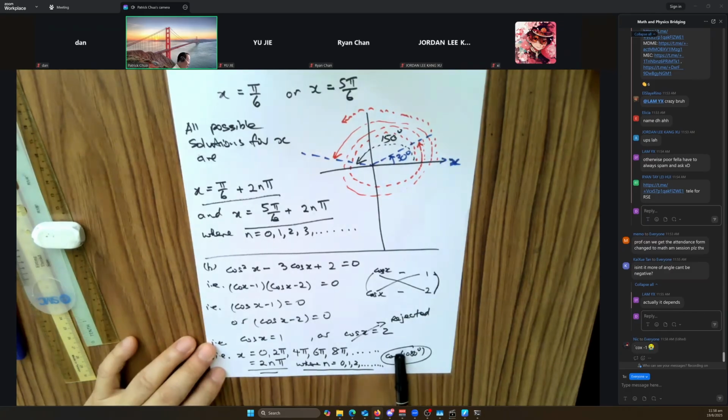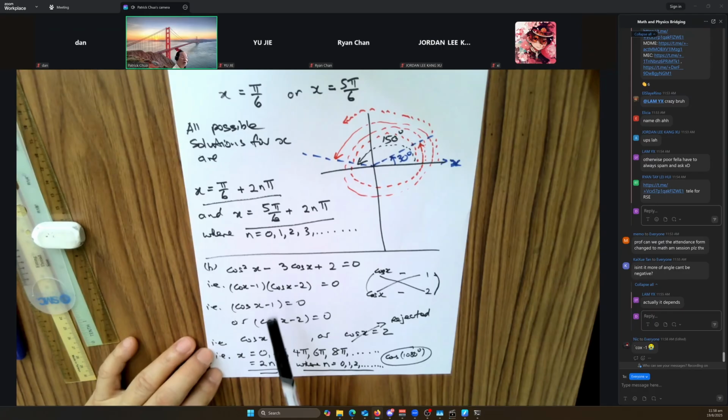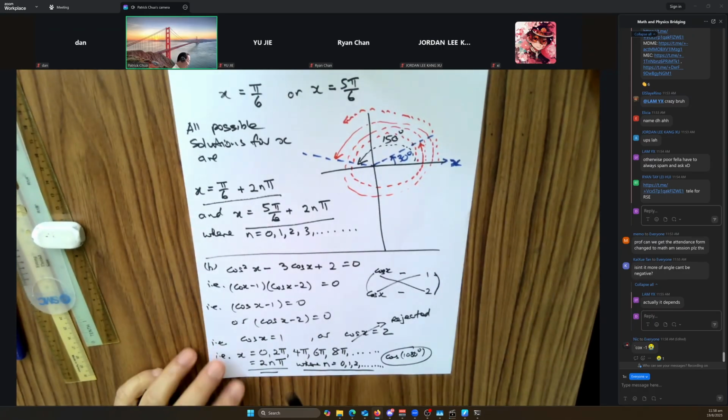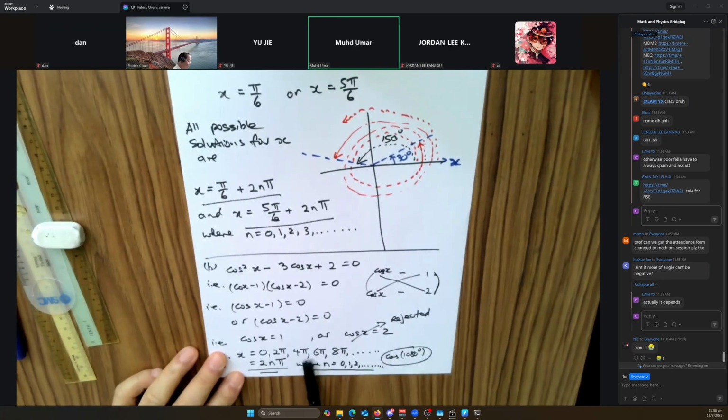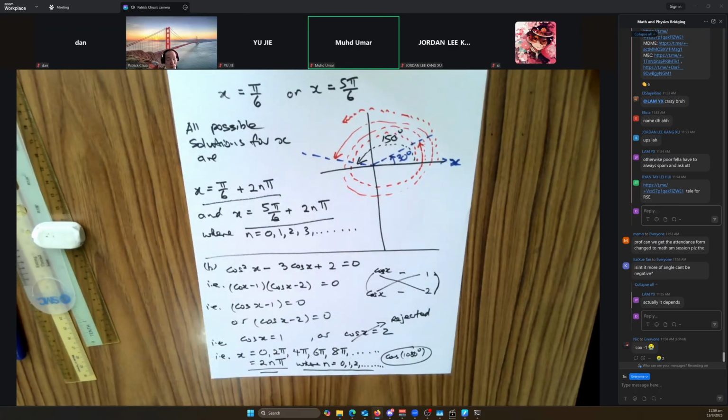So be careful when you solve equations involving sine and cosine. Don't just give one answer, 0 or 2 pi. It's an infinite number of answers to get full marks.